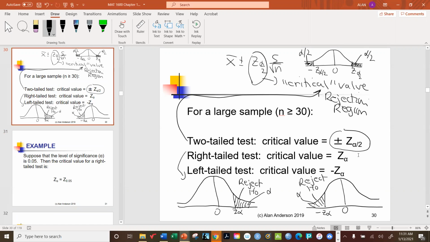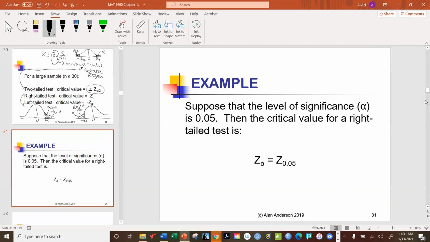What if we chose our alpha to be 0.05, which again is the most common choice? And we have a right tail test. Now this is the standard normal distribution, so the mean is 0. This z alpha value is whatever value is such that the area in the right tail is 5%. And of course, that means everything below it is 95%.